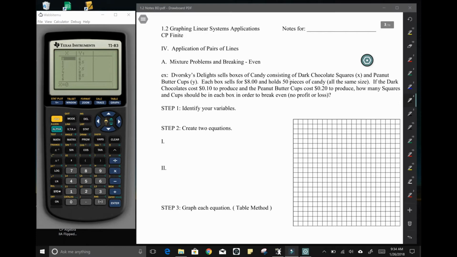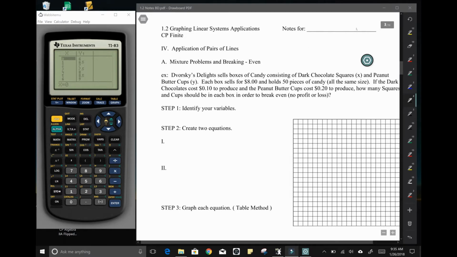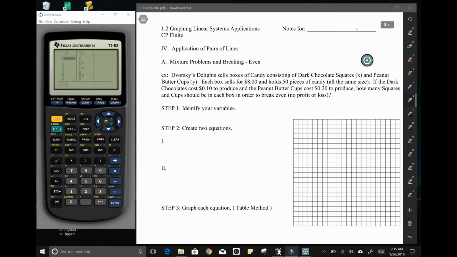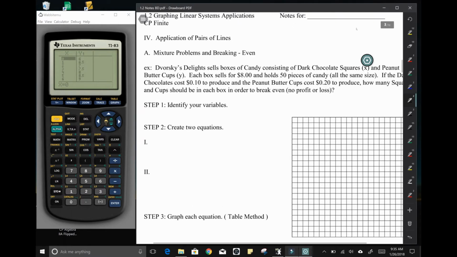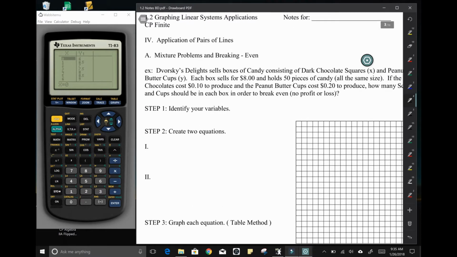So this time we're going to be graphing two lines at once, only beginning to get into the application phase of these questions. So, Dvorsky's Delights is selling boxes of candy consisting of dark chocolate squares and peanut butter cups. Each box sells for $8 and holds 50 pieces of candy. All that stuff. So anyway, the first step for these word problems, I know everybody's afraid of them, not everyone.